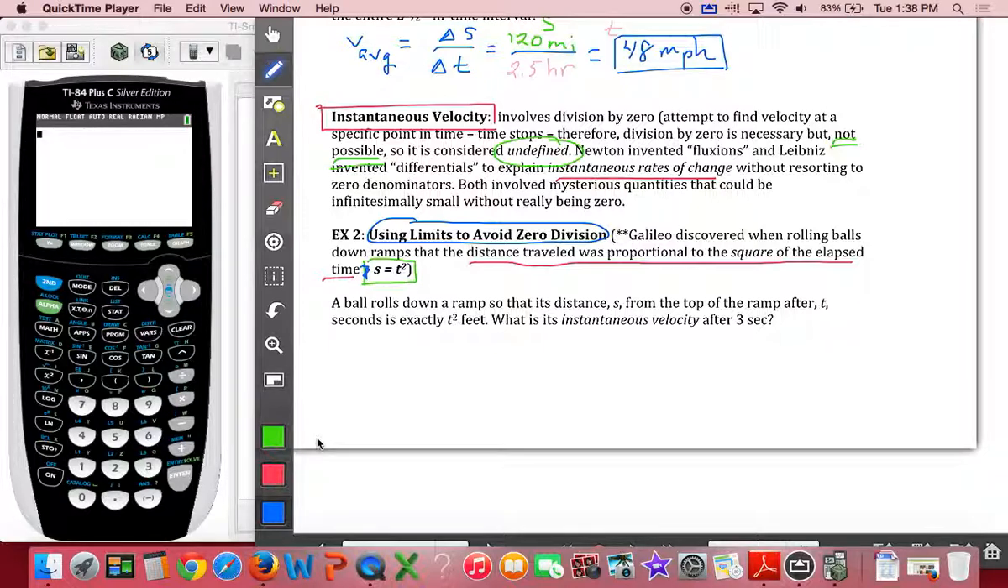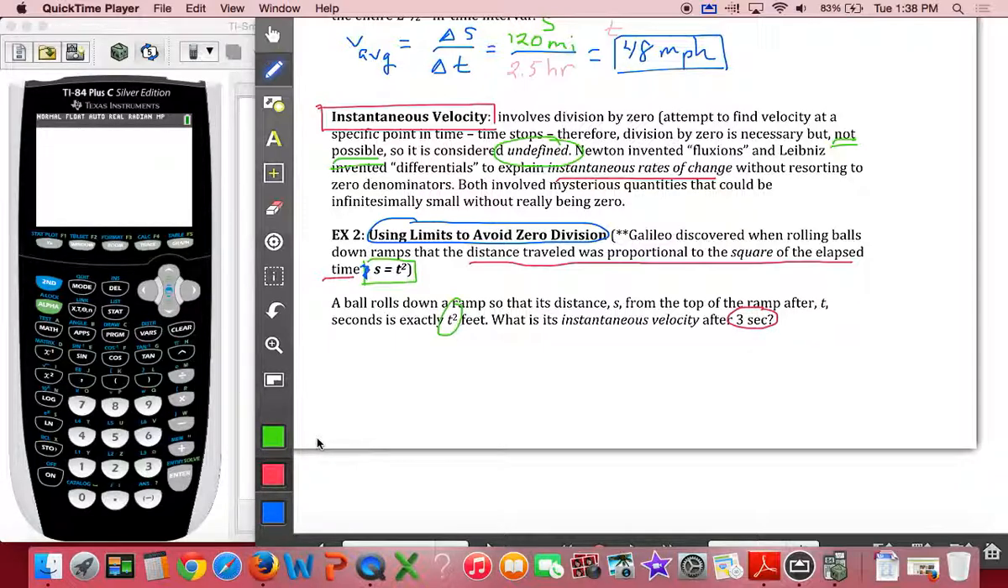So we're going to look at the problem. A ball rolls down a ramp so that its distance s from the top of the ramp after t seconds is exactly t squared feet. This t squared feet we got from Galileo, who discovered it. So that's where that function comes from. What is the instantaneous velocity after 3 seconds?